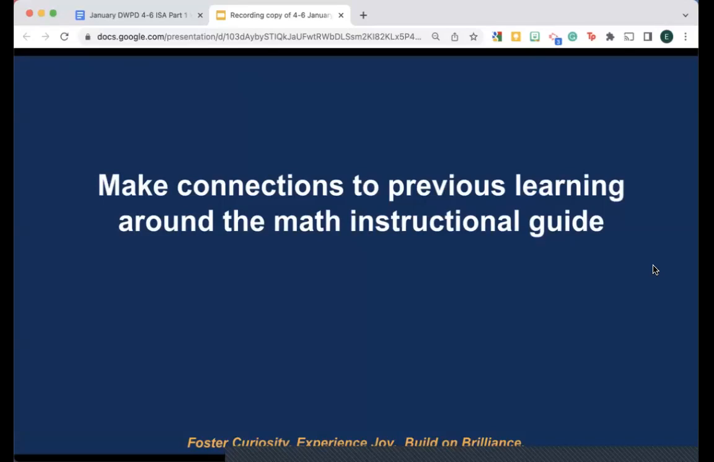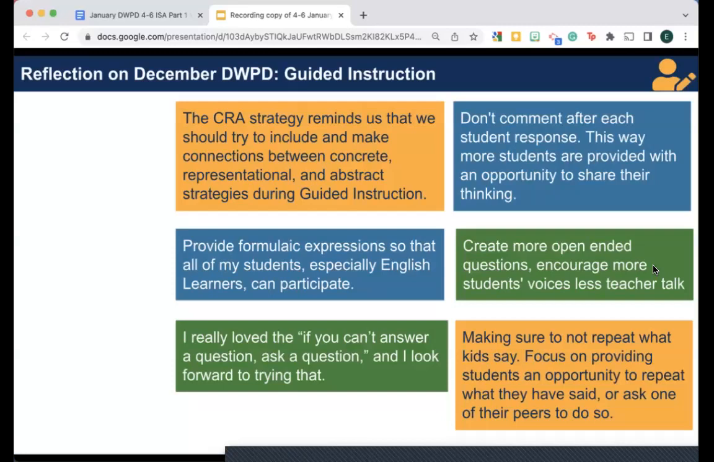So let's start by making connections to previous learning around the math instructional guide. This session on inclusive student activities logically follows learning about guided instruction. And when we previously engaged with teachers around guided instruction, we asked them, what are some of your takeaways as you think about guided instruction?